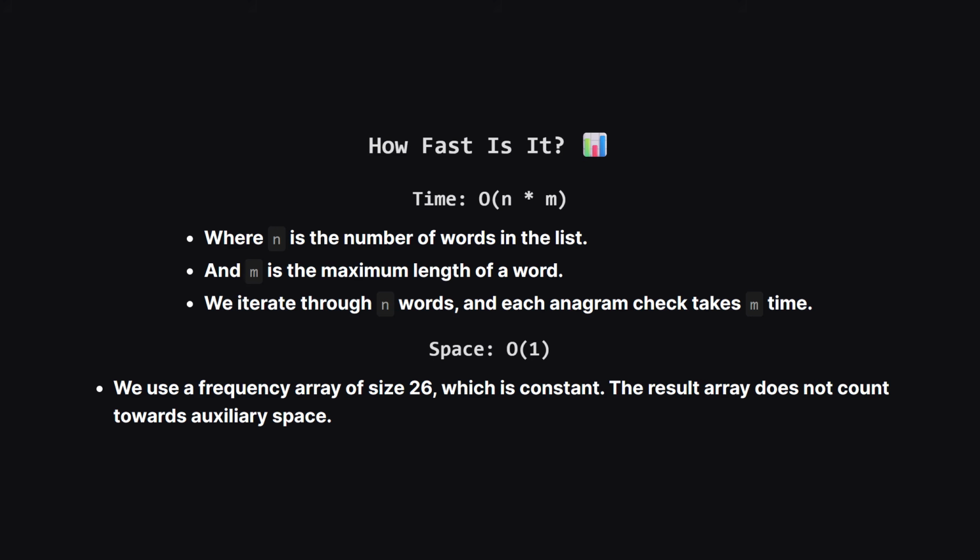We write this as big O of nm. For space, the extra memory we use is that frequency array for comparing. Since the alphabet size is fixed at 26, that's considered constant space, or big O of 1.